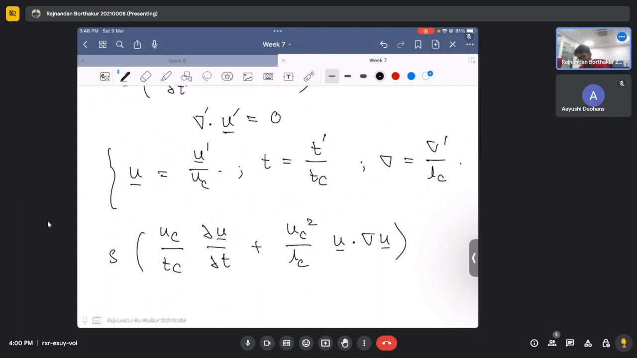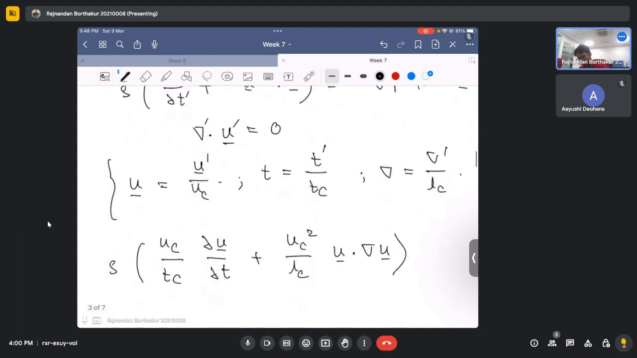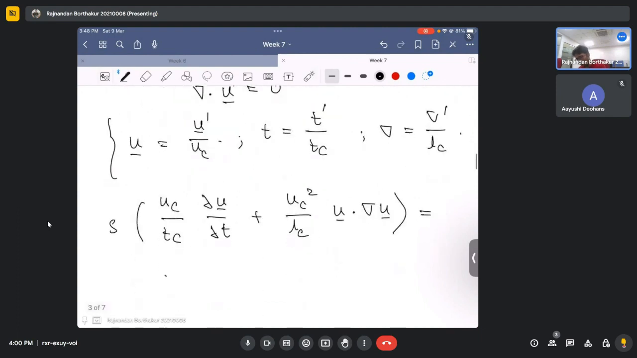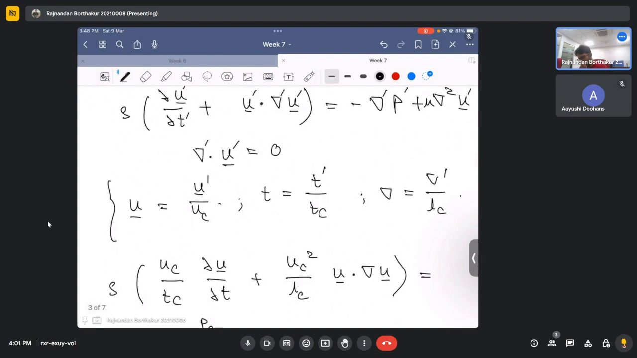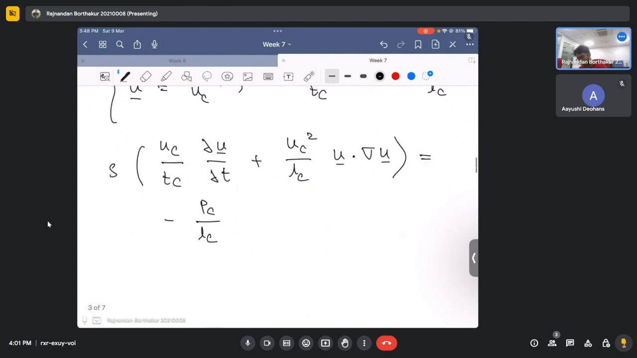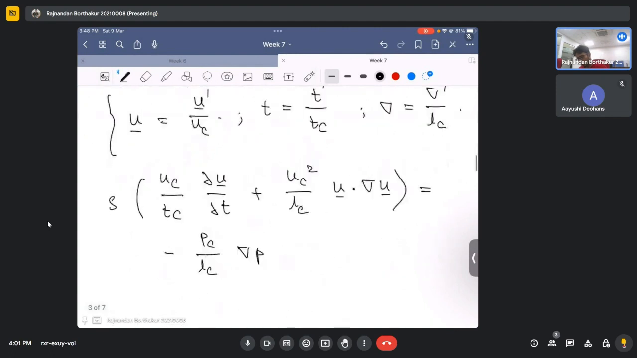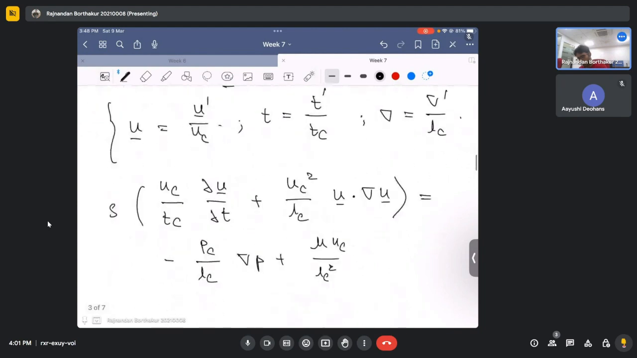Okay, and this term would be what? It will be minus PC by LC, just PC by LC into the gradient of pressure. And then we have what? We have mu UC by LC squared into del square U, which is basically the viscous term.